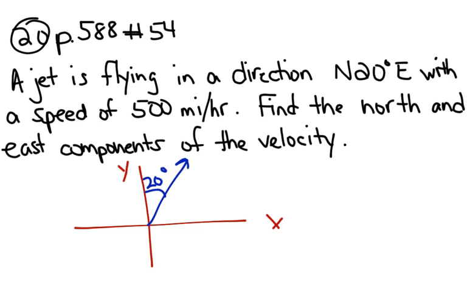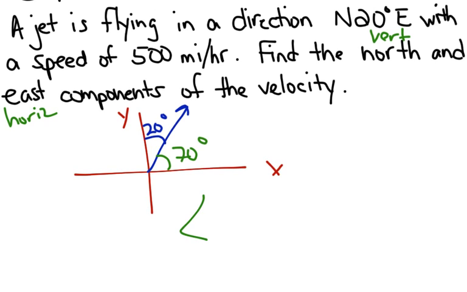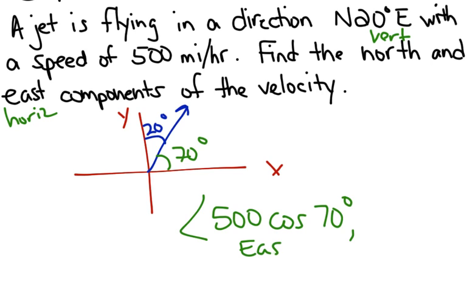This is north 20 degrees east. But 20 degrees is not the angle that we're going to use. We're going to use 70 degrees. So now, in order to find the north and east components, which is the same as the vertical and horizontal components, we're going to do 500, because that's the magnitude of the vector, cosine of 70 degrees. That's going to give me my east component, or horizontal component.